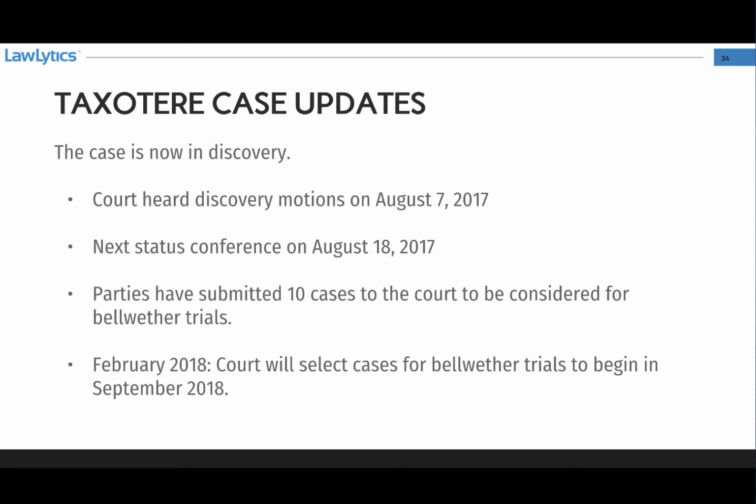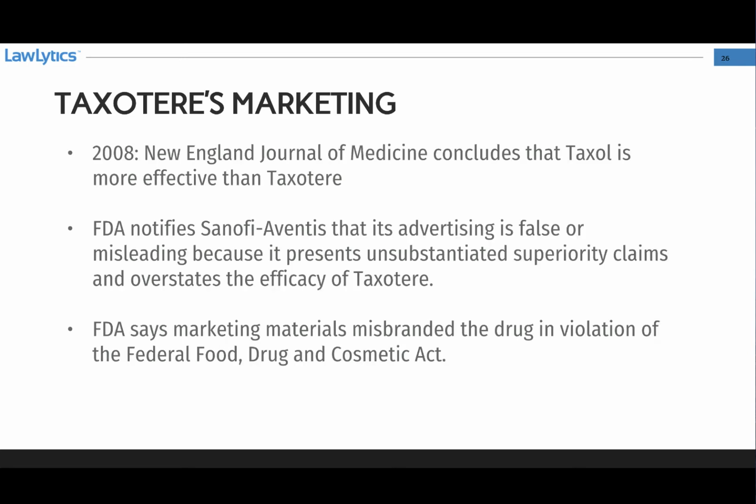And then going forward, it appears that we will have our first bellwether trial in this litigation in February next year. And the parties have submitted 10 cases to the court to be considered for those bellwether trials. So in February, the judge will pick the cases, and then the trials will begin in September 2018. Taxotere's marketing is certain to come up in the litigation.